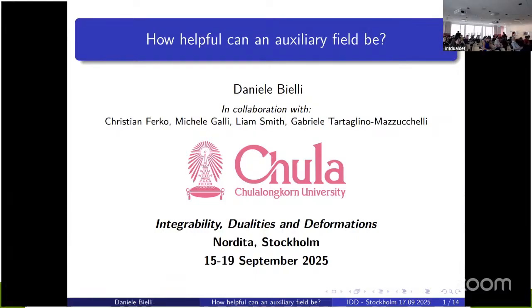So I think we're ready to continue with the afternoon's talks. So we have 4 more talks to get through. And first out is Daniele Bielli, who's going to tell us how useful auxiliary fields are. Does it work? Yeah, okay.